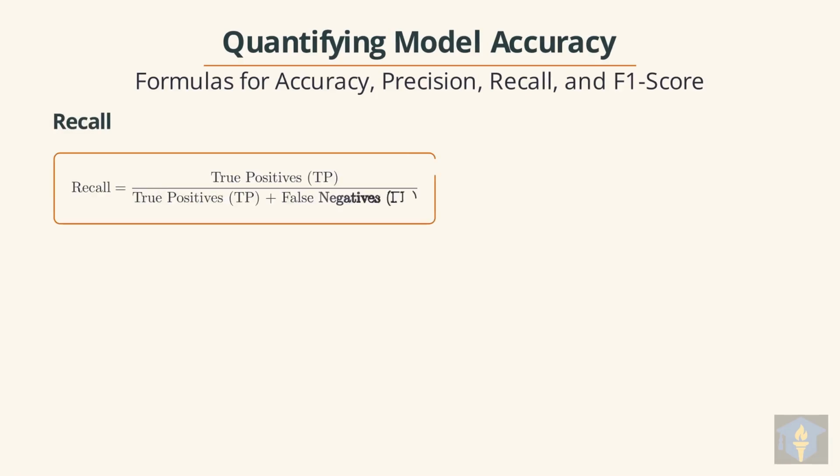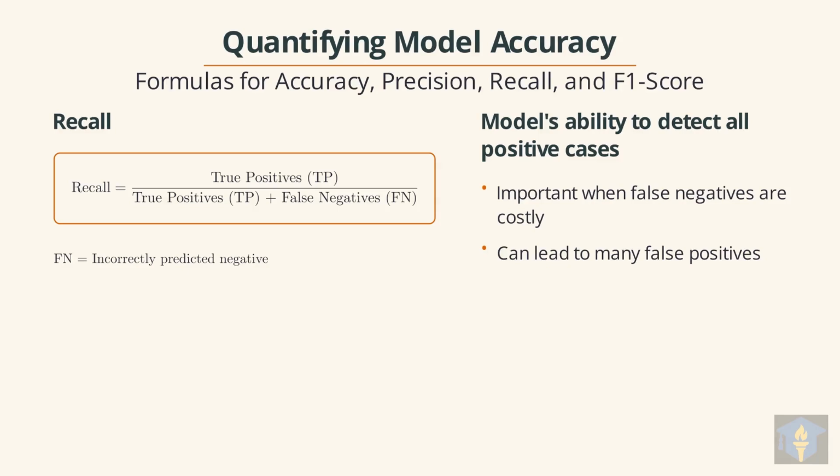Now, let's look at recall, which measures the model's ability to identify all relevant instances. Recall is calculated as true positives divided by the sum of true positives and false negatives. False negatives, or FN, are cases where the model incorrectly predicted a negative outcome. Recall indicates the model's ability to successfully detect all the actual positive cases. This metric is crucial when the cost of missing a positive case, a false negative, is very high. Maximizing recall can sometimes lead to an increase in the number of false positive predictions.